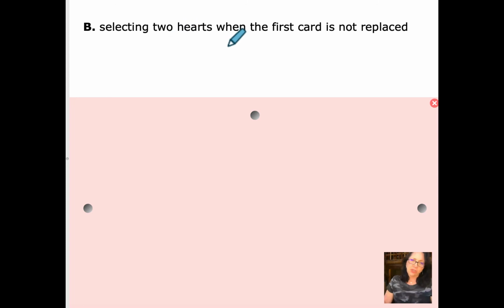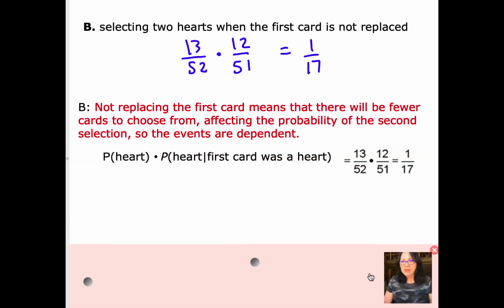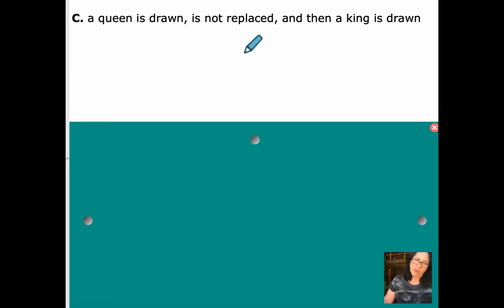B, selecting 2 hearts when the first card is not replaced. So the first option is 13 out of 52. But then if I don't replace the card, now I took a heart out, and I took a card out. So now that's going to be a possibility of 12 out of 51. That reduces also to 1 out of 17. There are just fewer cards to choose from. It definitely affects the selection and the probability for the next value that you're drawing.